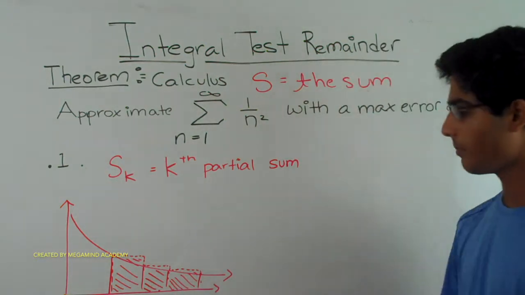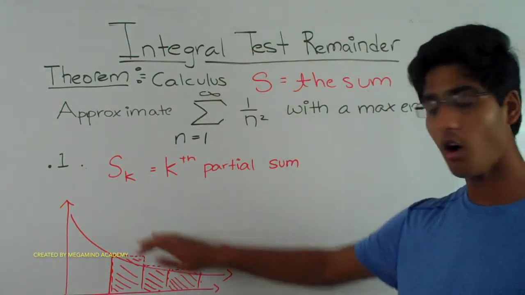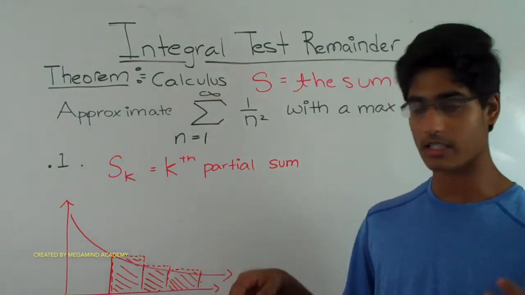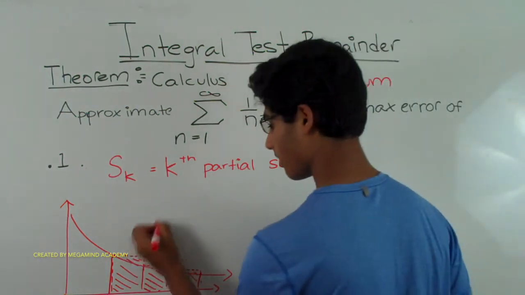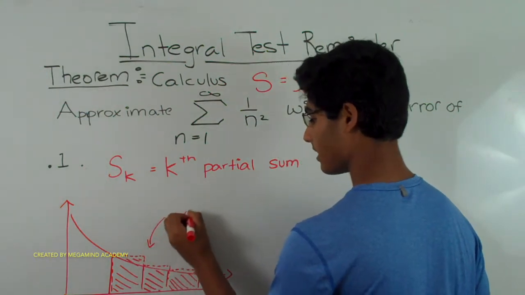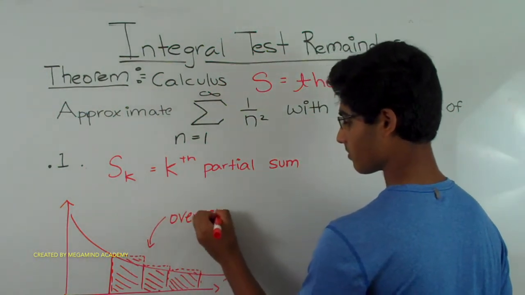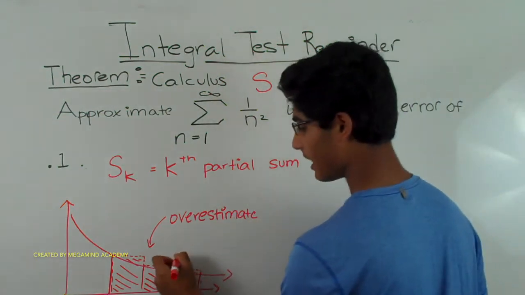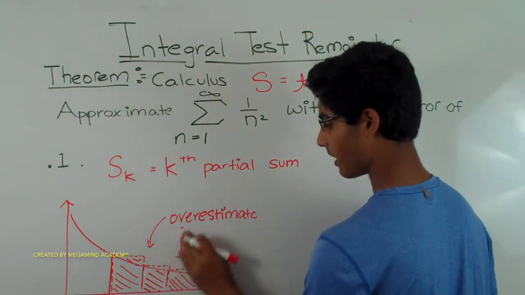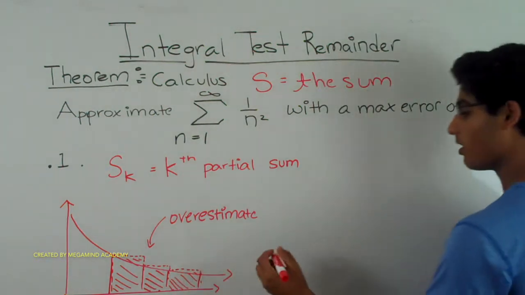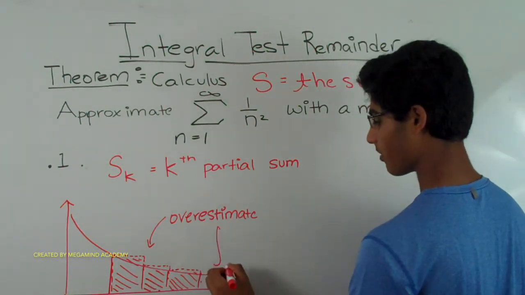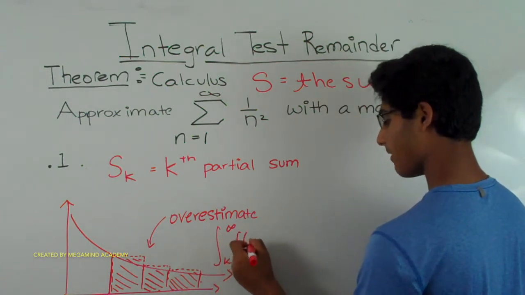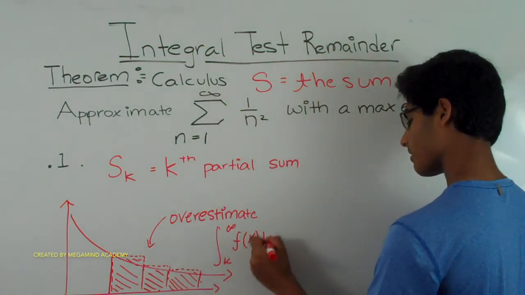And so we can see, in this case, that we're overestimating the value of this integral. So we're overestimating it. So let's just write that down here. Overestimate when we have the integral from k to infinity of f of x dx.